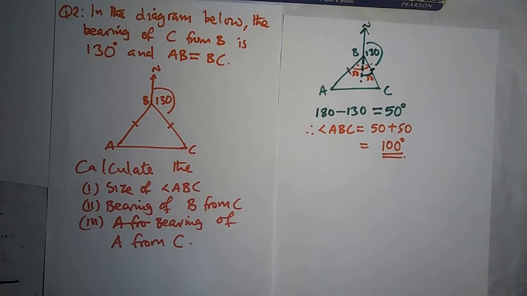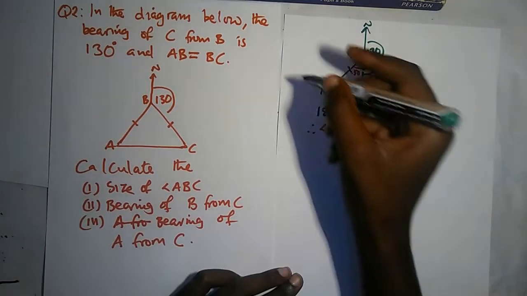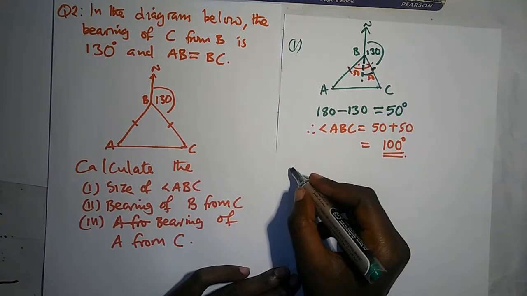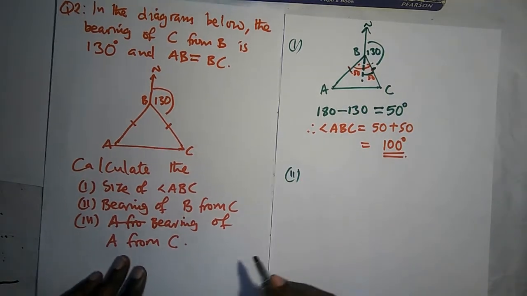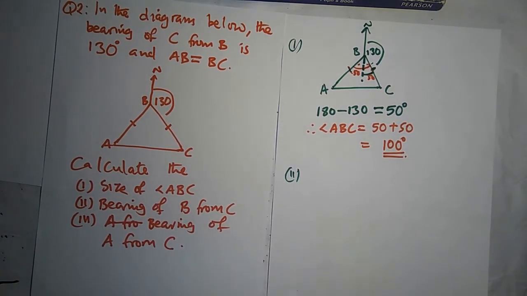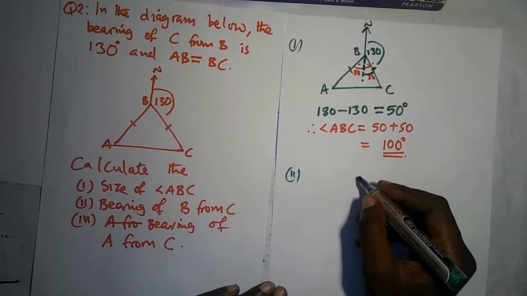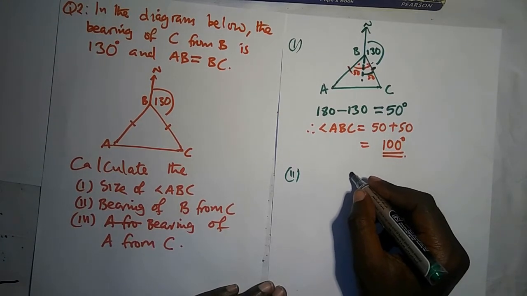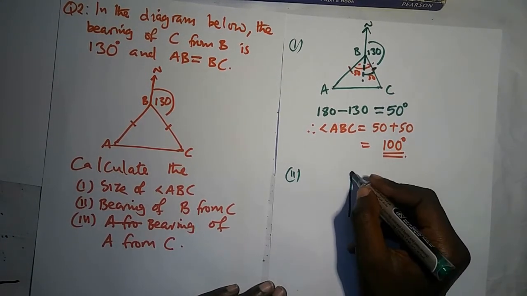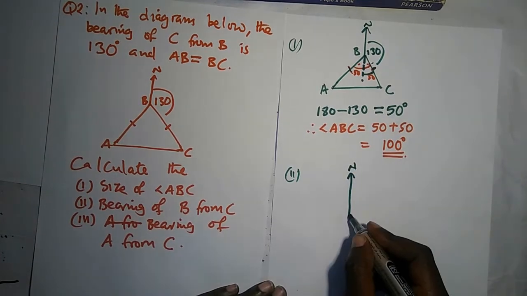And then now we can go to question 2. Okay, so this is question 1 here. Let's go to question 2. In question 2 here, the question is asking us to find the bearing. So we are going to draw again here. Let us draw again. It's always important to draw when you are answering these questions.